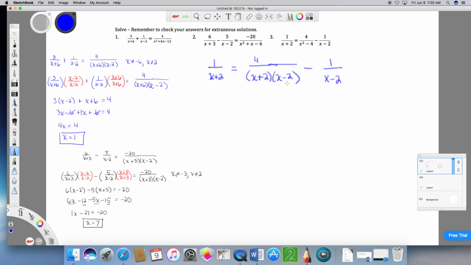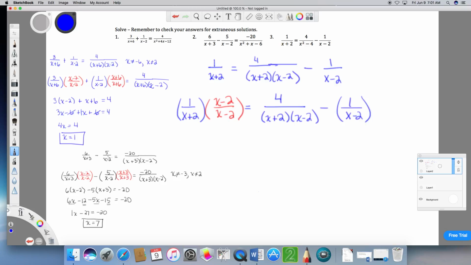So the x plus 2 times x minus 2 is the denominator we want for every fraction here, for each term. So on the left-hand side, this x plus 2 is missing a factor of x minus 2. So that's how we write the number 1 here, as x minus 2 over x minus 2. And the first term on the right has the denominator we want, so we leave this fraction alone. And here we have x minus 2, and that's missing a factor of x plus 2.